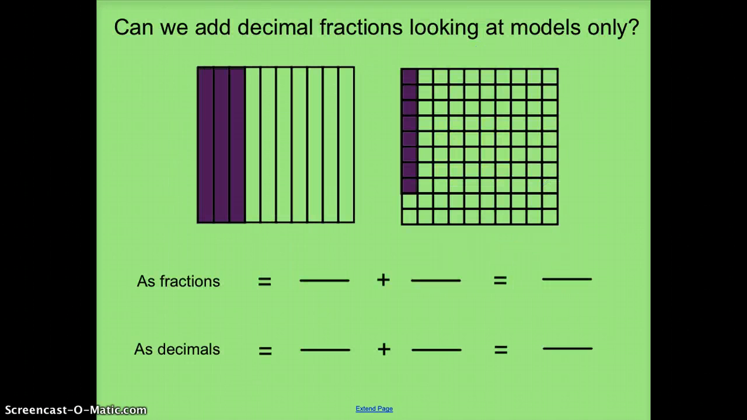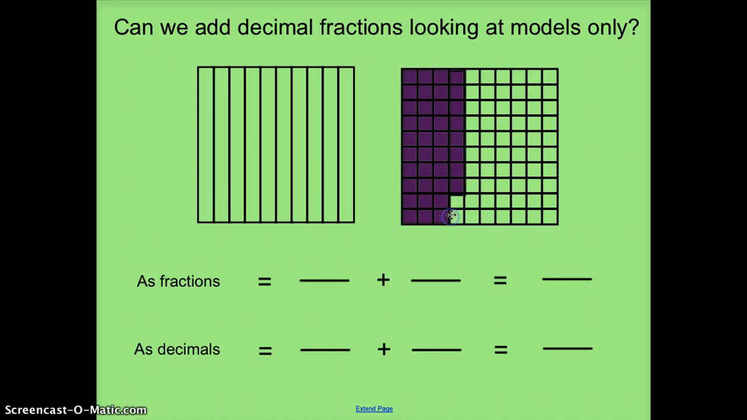Okay, now we're going to look at a couple problems where we're given two models that we need to add together. One is in tenths, one is in hundredths, and we're going to write them as a fraction addition sentence and as a decimal addition sentence. First thing is to come up with common denominators. Right now I have 3 tenths and 8 hundredths. I'm going to move these around.